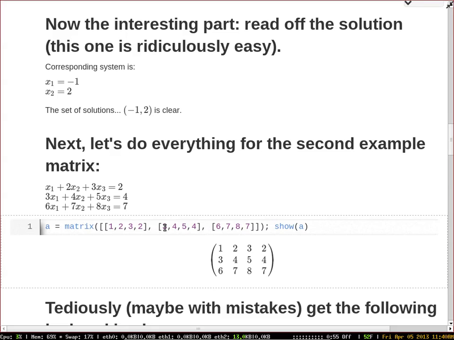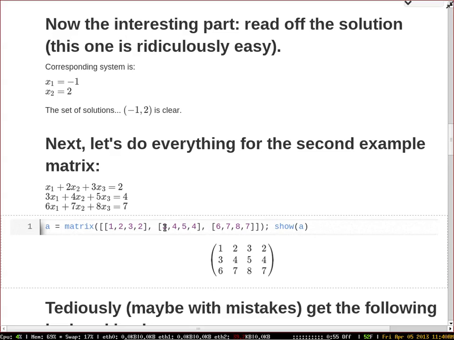And this is my favorite 3 by 3 matrix. 1, 2, 3. Actually, no, it isn't, because there's a 3 there. Well, it's not my most favorite matrix, but my favorite 3 by 3 matrix is 1, 2, 3, 4, 5, 6, 7, 8, 9.